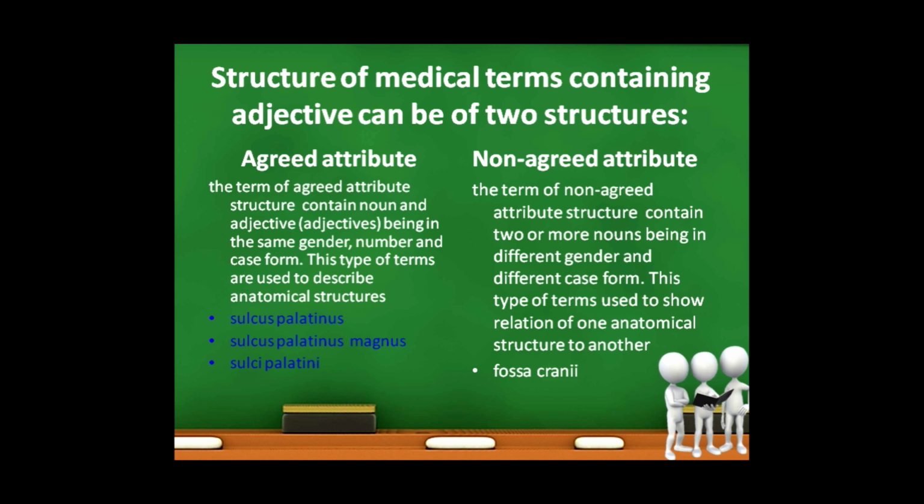Next example, fossa cranii media. In this term we have two nouns, one of them is nominativus form, second is genitivus form, and one adjective in nominativus form.